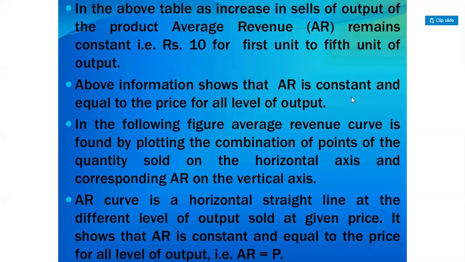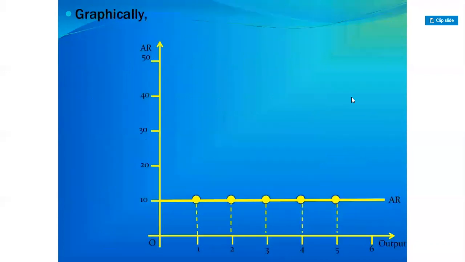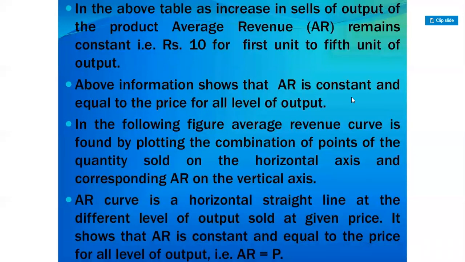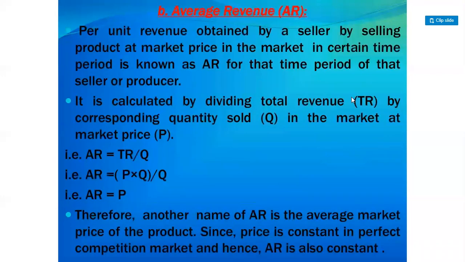In the above table, as the sales output increases, as I have already shown you. Now we can discuss this. The AR curve is a horizontal straight line at the different levels of output sold at the given price, and this shows the AR is constant and equals the price at every output level. We will show that with the help of this figure, meaning this table.